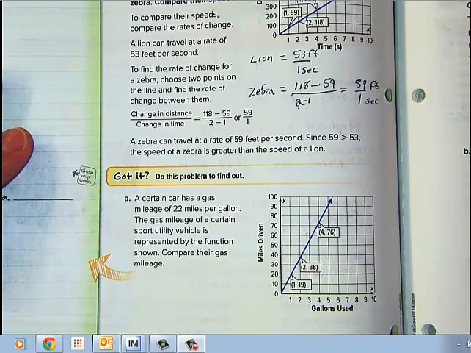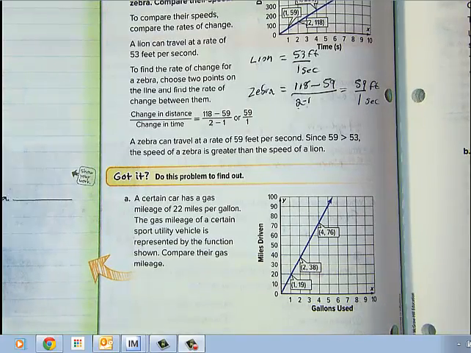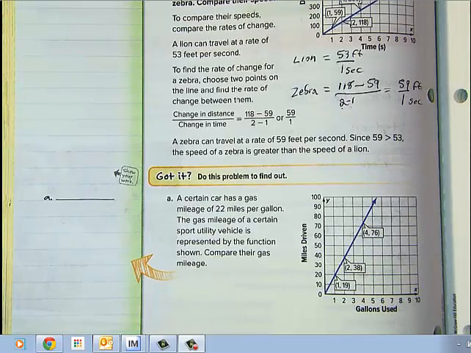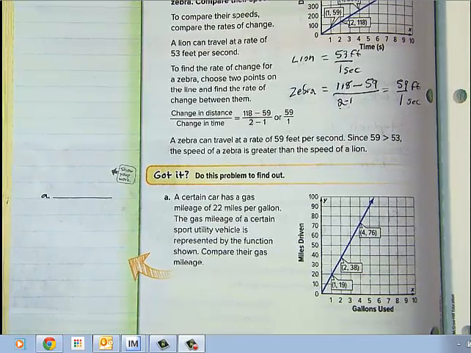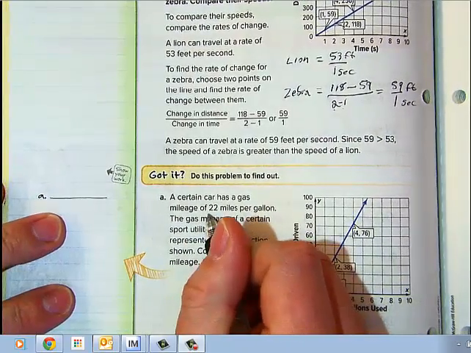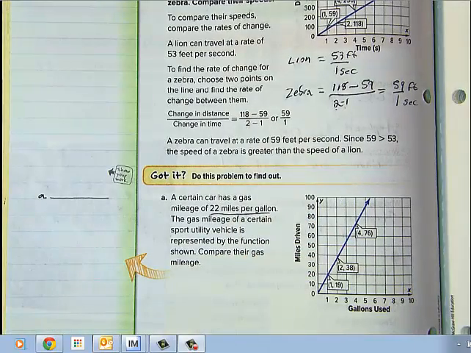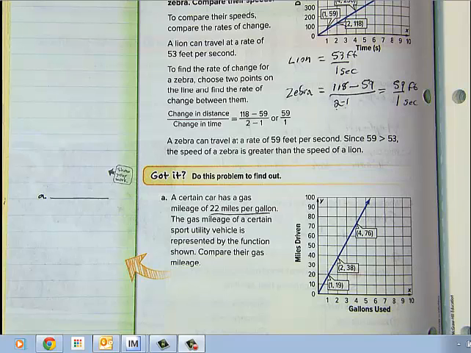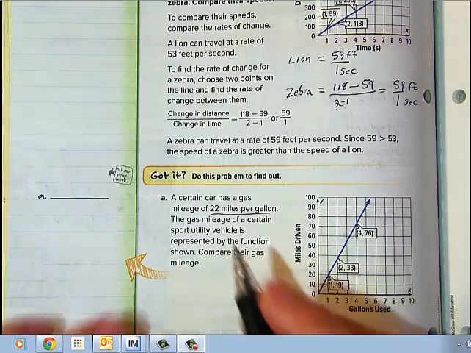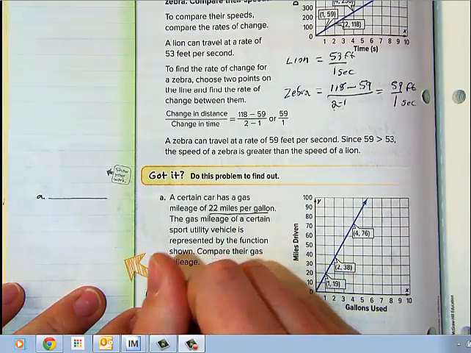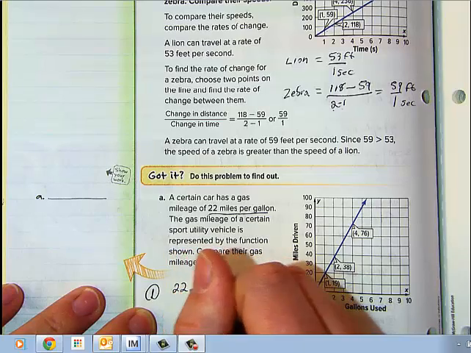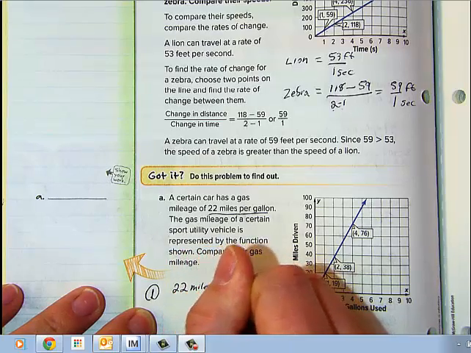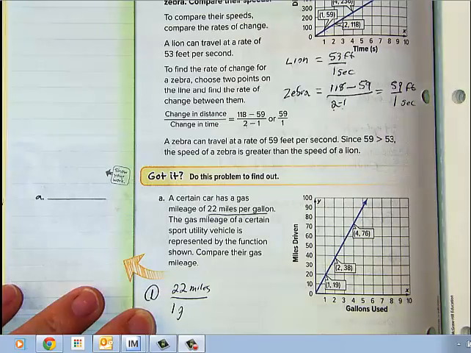So, let's look at part A here. This is where we need to do it on our own. It says, a certain car has a gas mileage of 22 miles per hour. So the first car, gas mileage of 22 miles per gallon, not per hour. The gas mileage of a certain sport utility is represented by the function shown on the right. Compare their gas mileages. So we know that car 1 gets 22 miles for every 1 gallon of gas.